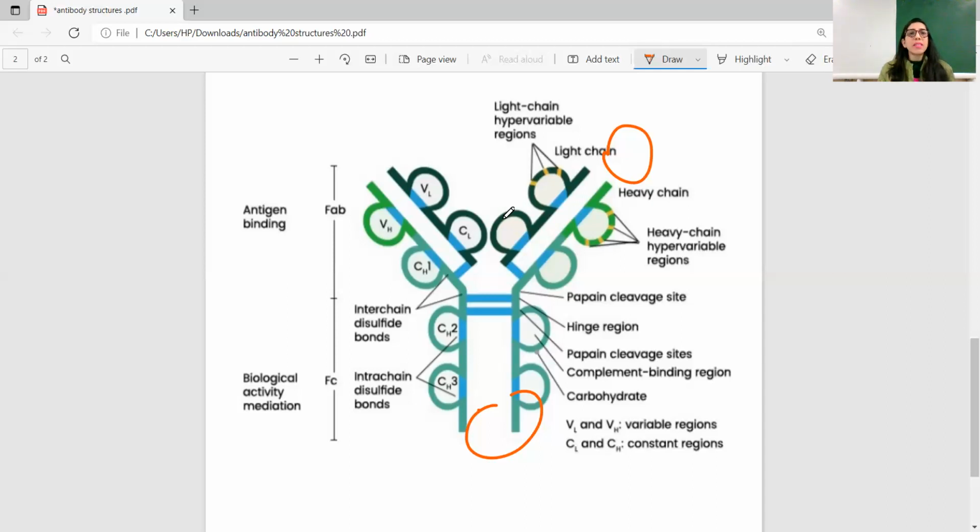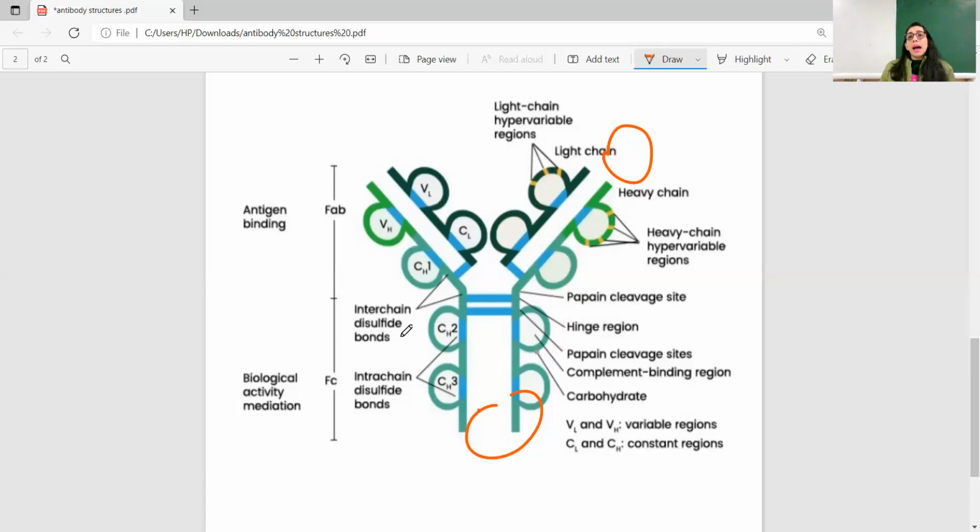So this nomenclature is given to the antibodies depending upon their shapes, right? They all have the same basic structure, but they may have one or more heavy chain constant regions. For example, IgG and IgA have three domains: CH1, CH2, and CH3. But IgM and IgE have one more region of the constant heavy chain, so a total of four regions: CH1, CH2, CH3, and CH4.